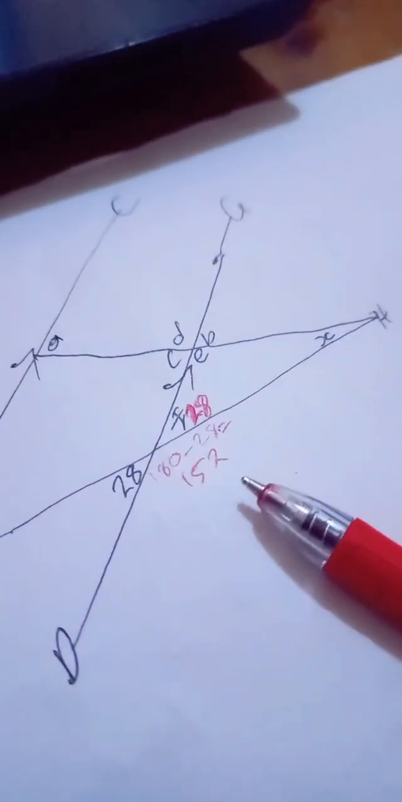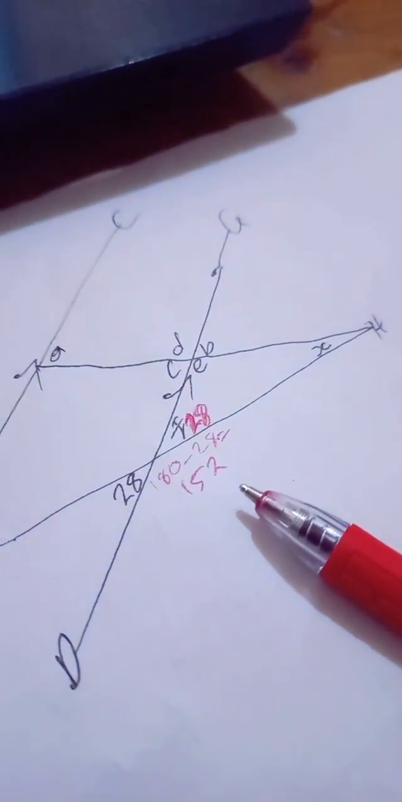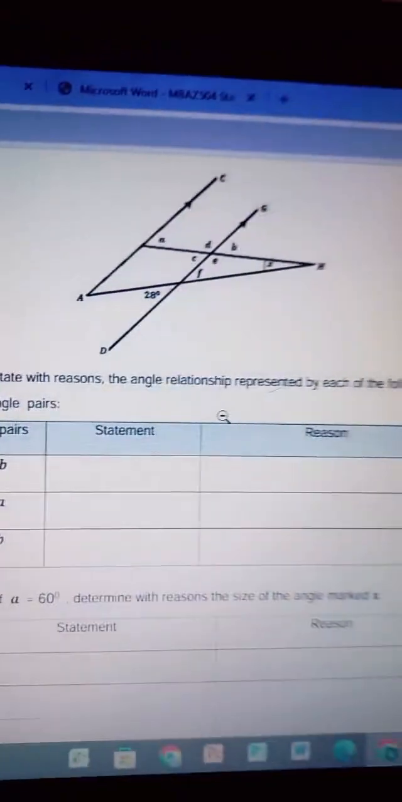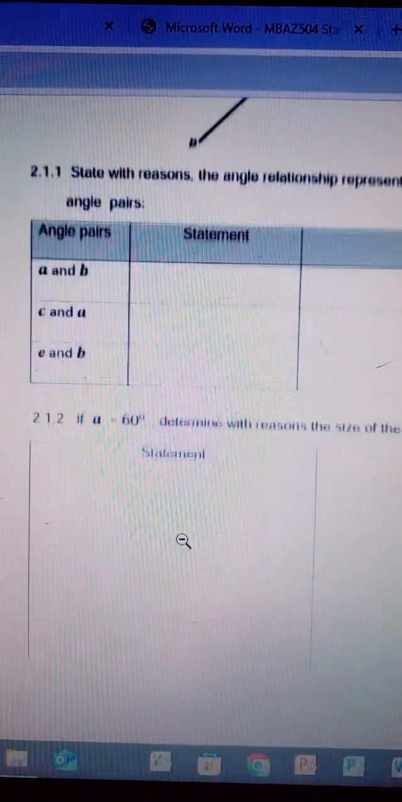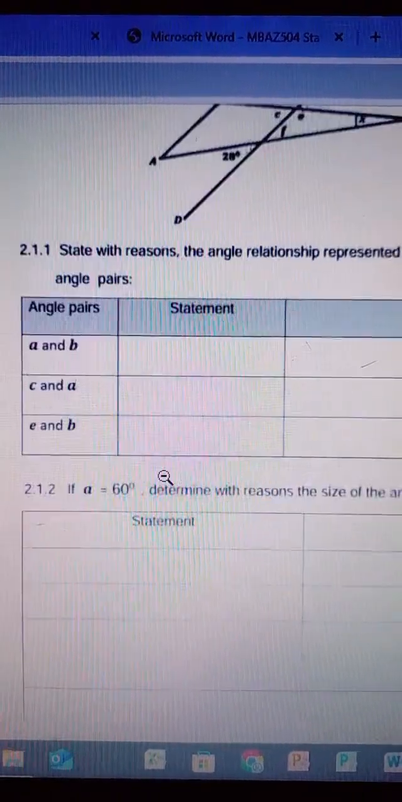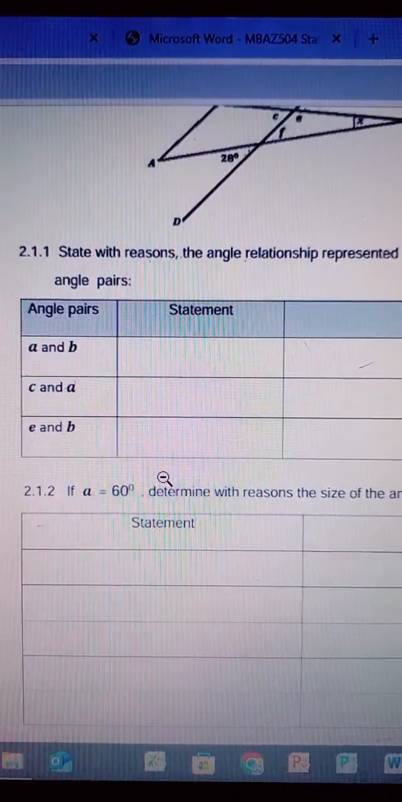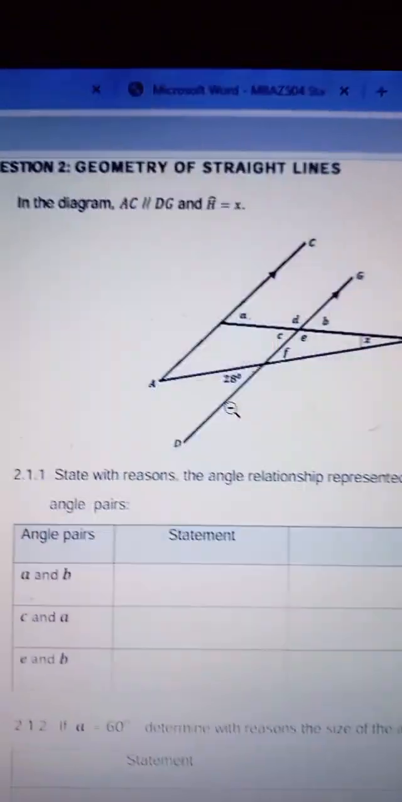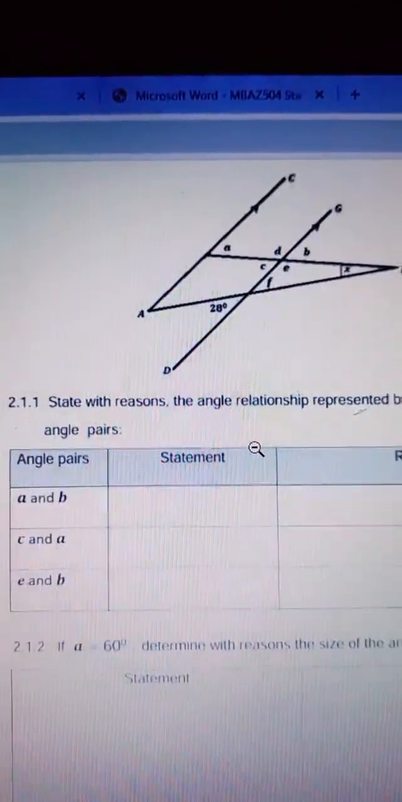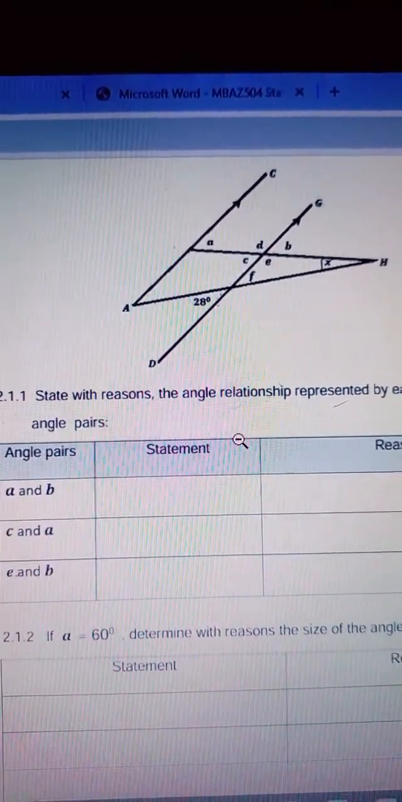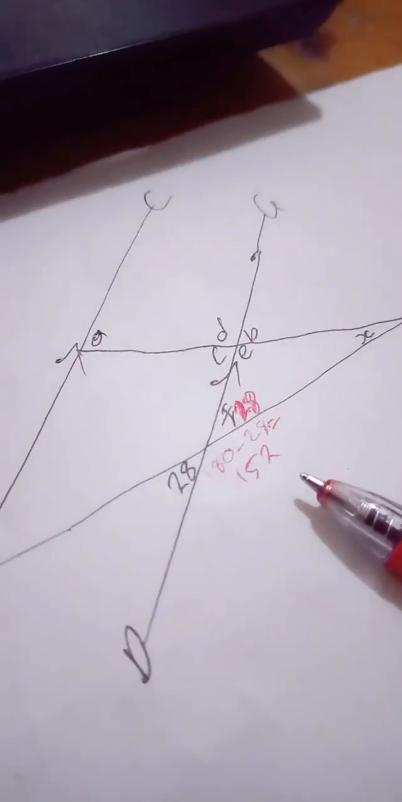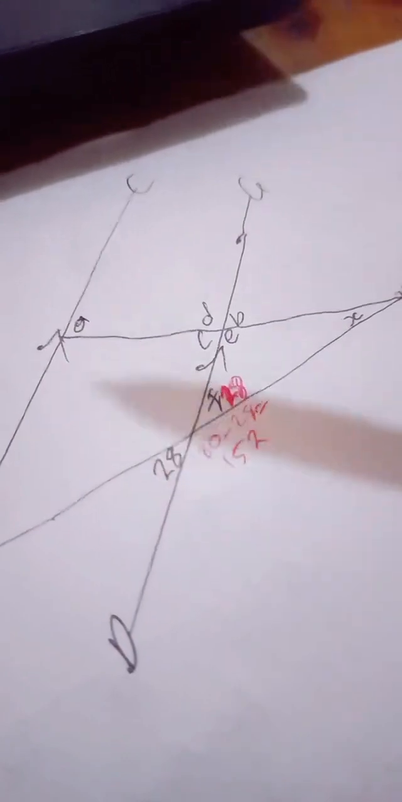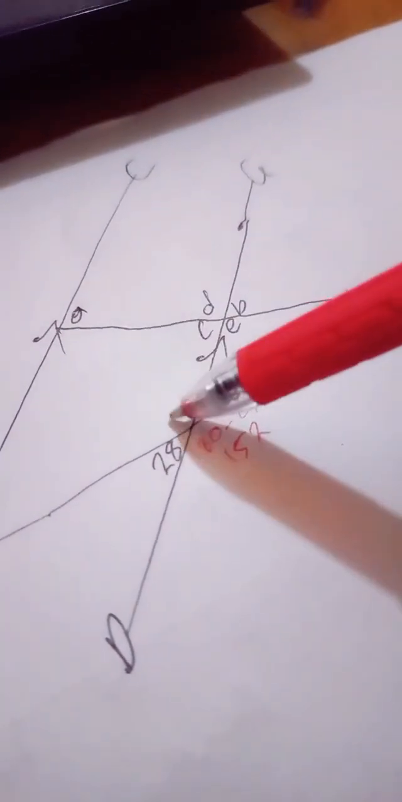You see, when you are given a question like this, please do not rush to answer the questions at the bottom. Try to use this 28 to solve as much as you can of the angles without going to the questions, because sometimes the questions will confuse you. So we are coming back to our question. Vertical opposite, this is 152.